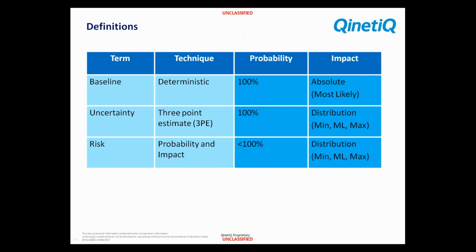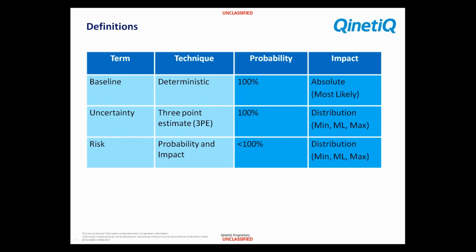If we consider these definitions in terms of probability and impact, then that's a good way of looking at them. So my baseline is I'm going to do an activity. I'm going to leave work, travel home. Probability of my baseline plan being executed is 100%. We're going to do that.